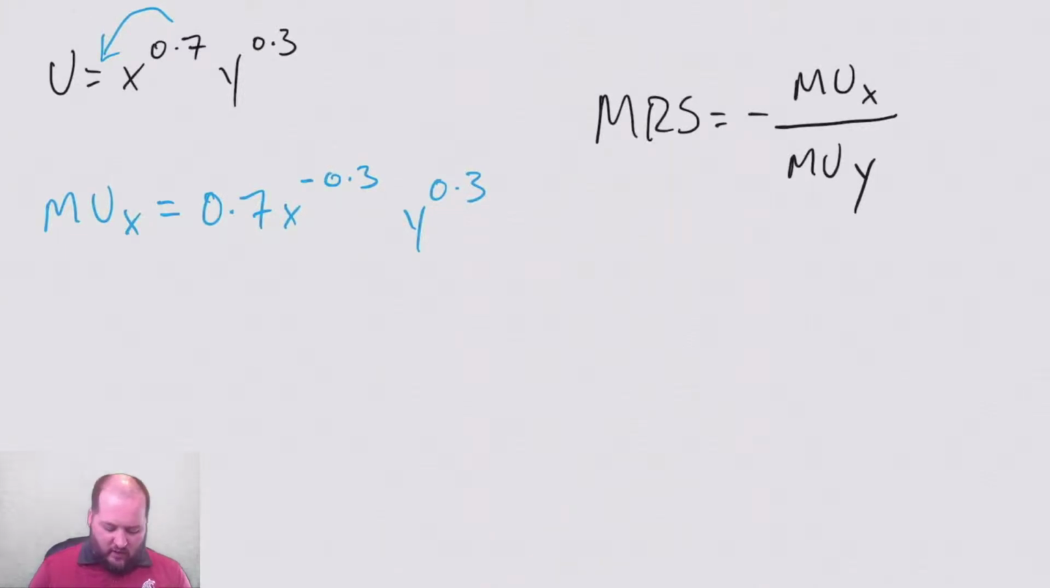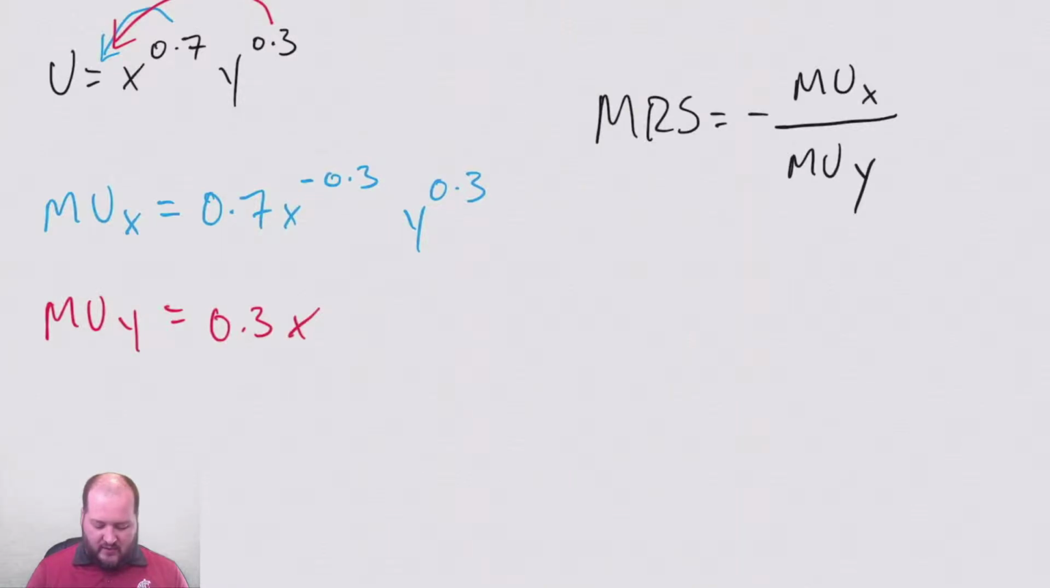I can do the same thing for Y. I can calculate my marginal utility with respect to Y. This time, I'm going to leave X alone because I'm going to treat it like it's a constant. But I'm going to take the 0.3 from the Y and put it out front, so we get 0.3, then X to the 0.7, Y, and again I have to subtract 1 from the exponent. 0.3 minus 1 is negative 0.7. And that's it. That's my marginal utility with respect to X and my marginal utility with respect to Y.